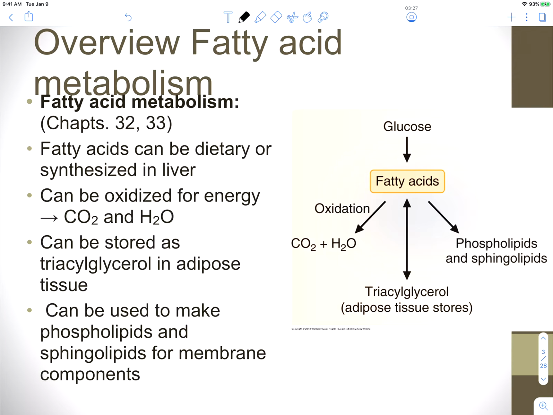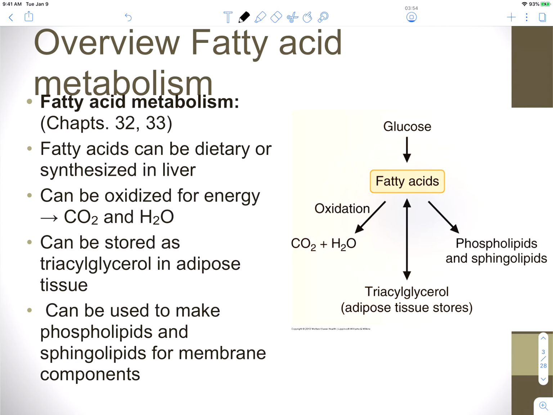They can be used to make our membranes. Our membranes need fat, and that includes our cell membranes, our nuclear membranes, our lysosome, etc. They all need fat. And so we can also make some biologic lipids. We can have hormones that have a base backbone of cholesterol. We have our eicosanoids, which are biologically active lipids. So fats do a lot of things in our bodies.